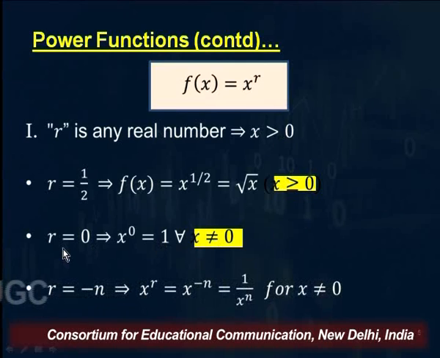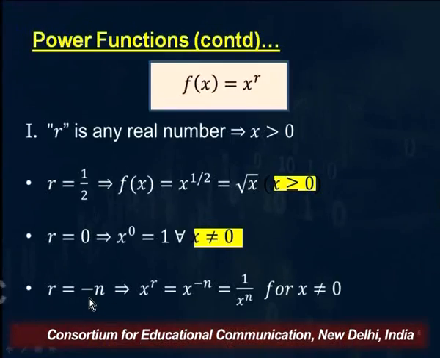Similarly, when r is equal to 0, what happens? Our function becomes x to the power 0, but here note that we can't take x equal to 0. What will happen if we take x equal to 0? We'll get 0 to the power 0, which is not defined. So we take x to be any number other than 0, and then we get x to the power 0 is equal to 1. Right?